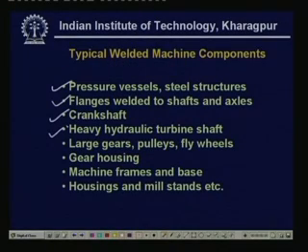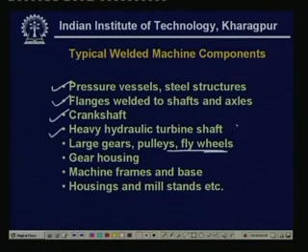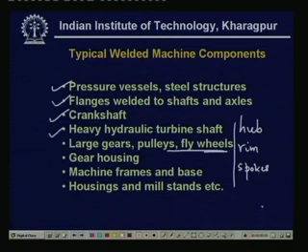Then heavy hydraulic turbine shaft. When we have a heavy hydraulic turbine which is used to generate very large power, then the turbine shaft is made of two parts and they are split in two halves, and those two halves are joined by welding. Then large gears, pulleys, flywheels, etc. Now, gears, pulleys, flywheels, when they are large, are made of several parts. One is the gear hub or pulley hub or flywheel hub, which is relatively thick in cross section. Then we have, of course, what is known as a rim, which is the outer periphery of the large gears or pulleys or flywheels, and the connection between hub and rim, which is normally done by spokes or various connecting rods.